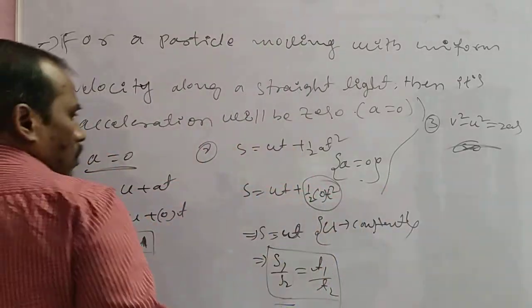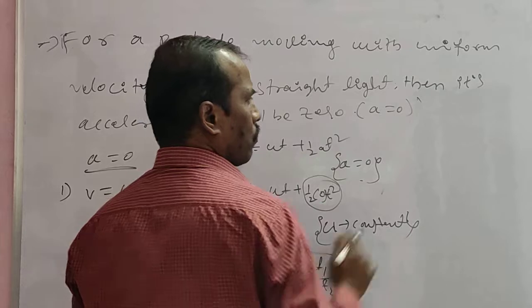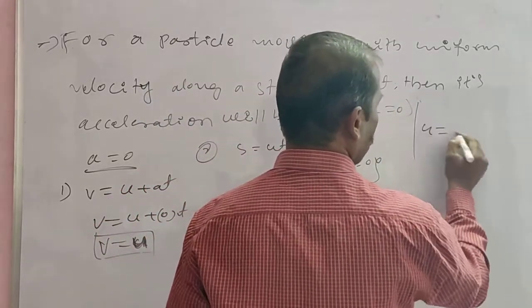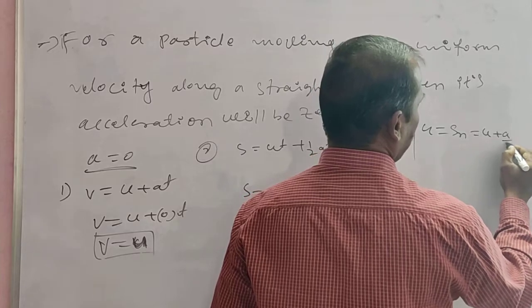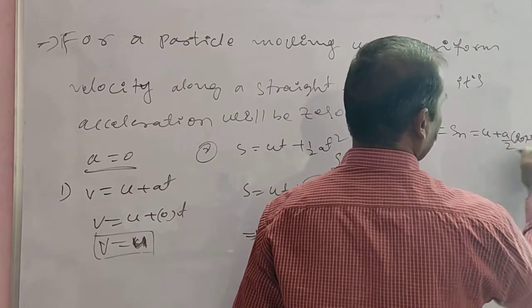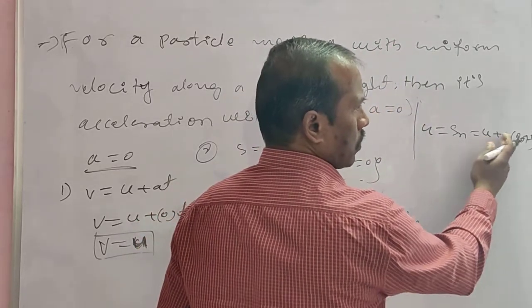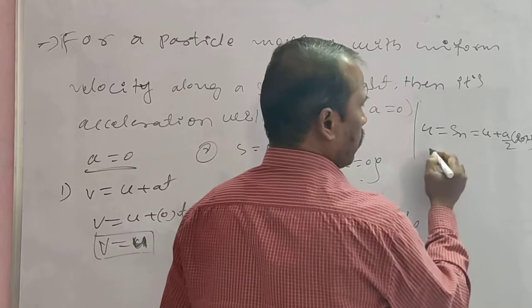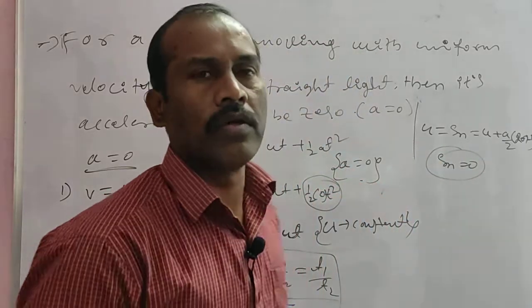Next case, there is no relation. In this case, the fourth one: Sn is equal to u plus a by 2 into (2n minus 1). Here u is constant, a is 0. So in this case Sn is equal to 0.